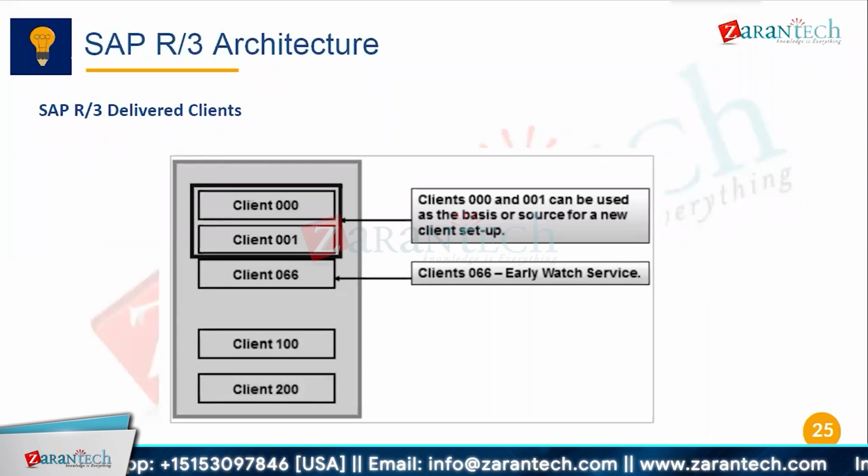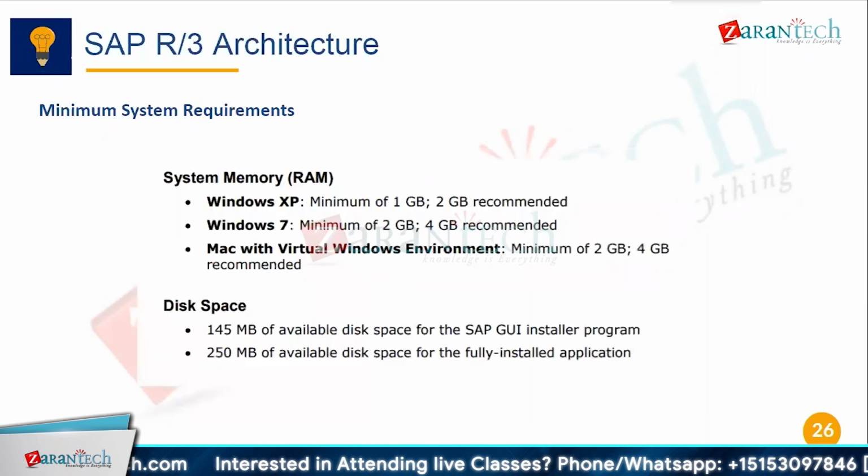Now, what we have in SAP is when we log in, we have what we call clients. Client 0000001 can be used as a basis or a source to set up a new client. Client 066 could be the early watch service. A client is an area in which you will be working in.